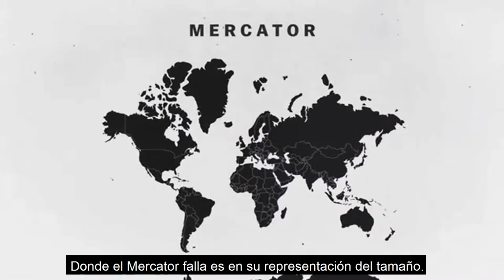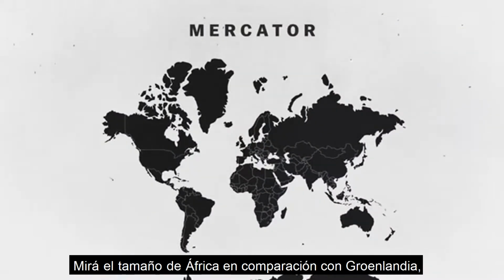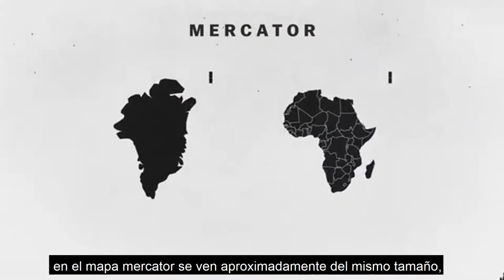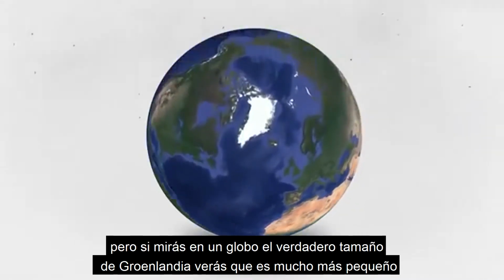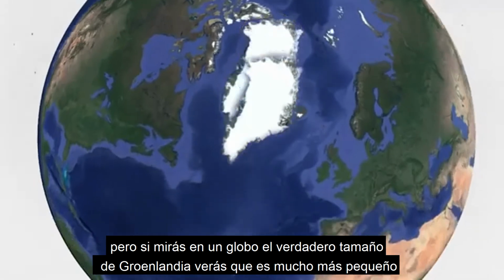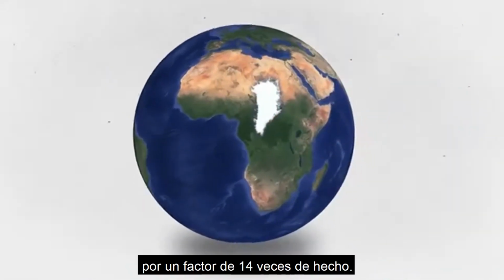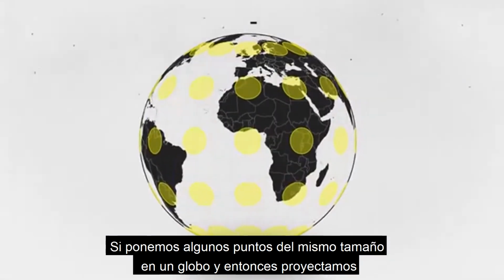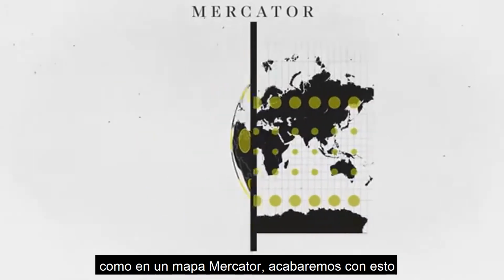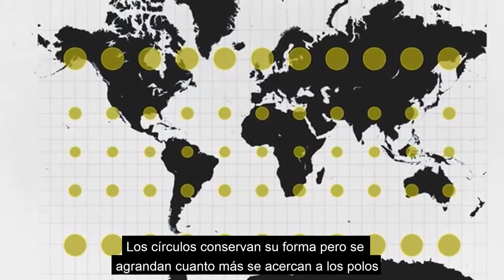Where the Mercator fails is its representation of size. Look at the size of Africa as compared to Greenland. On the Mercator map, they look about the same size. But if you look at a globe for Greenland's true size, you'll see that it's way smaller than Africa. By a factor of 14, in fact. If we put a bunch of dots onto the globe that are all the same size, and then project that onto the Mercator map, we will end up with this. The circles retain their round shape, but are enlarged as they get closer to the poles.